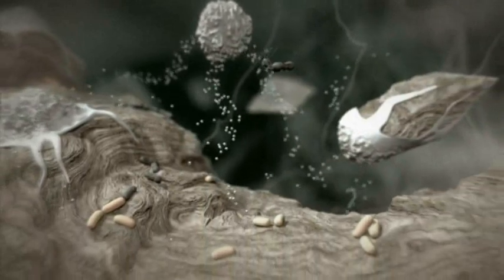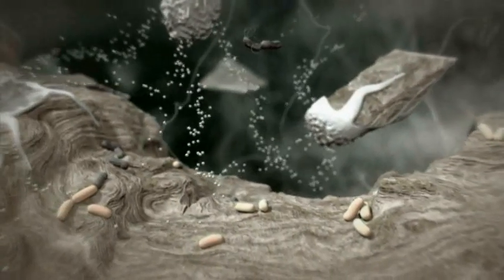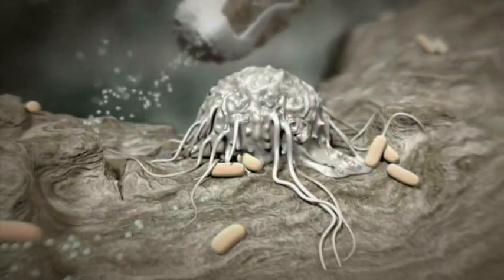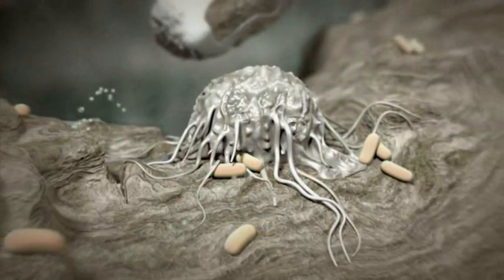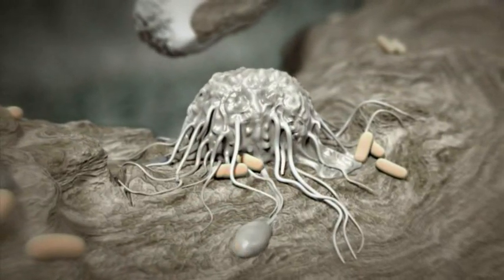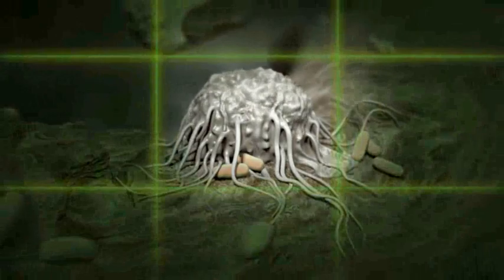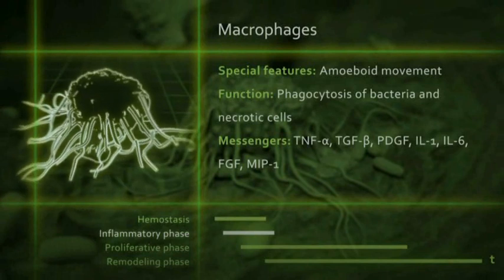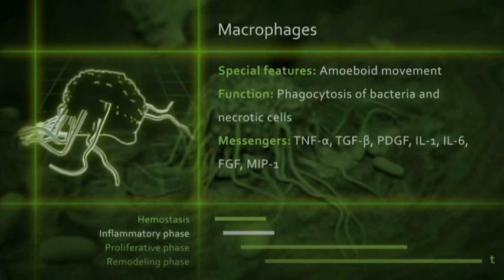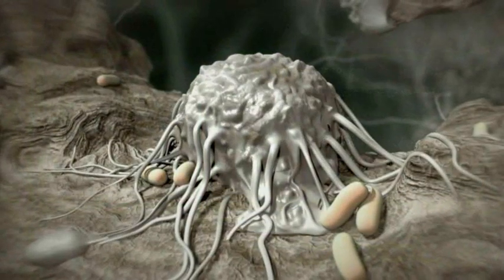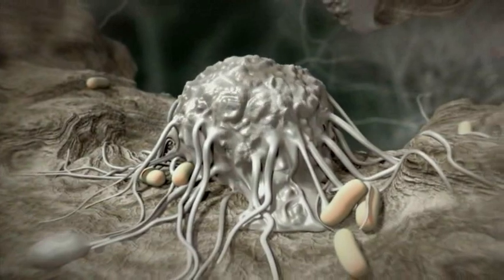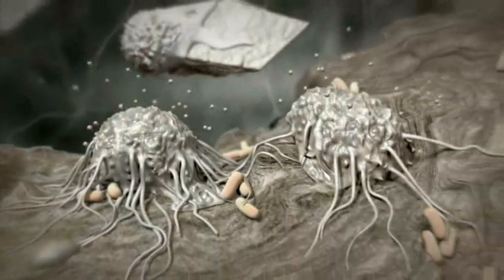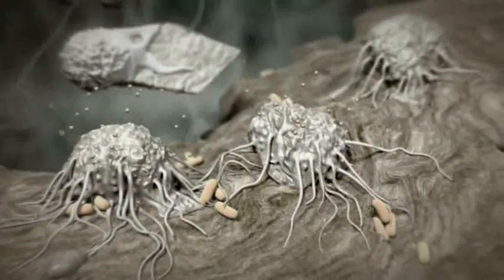PMLs can call for auxiliary support, for example, through the release of monocyte chemotactic protein, or MCP1. Macrophages respond and are the next actors to arrive on the scene. They too eliminate bacteria by phagocytosis. Tissue debris is taken up and biochemically degraded. Macrophages synthesize pro-inflammatory cytokines and proteases. Macrophages dominate during the late inflammatory phase.